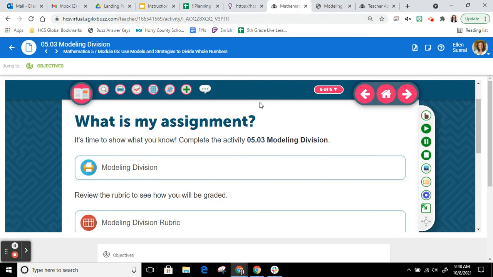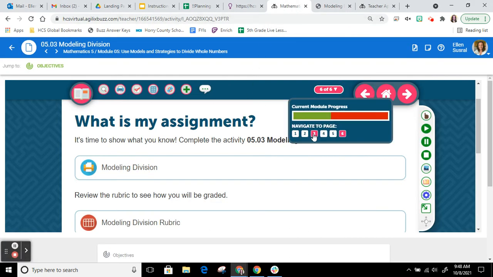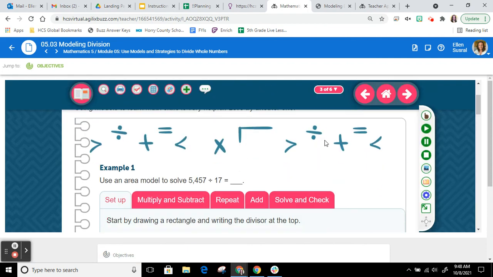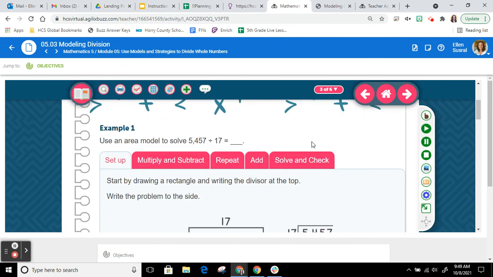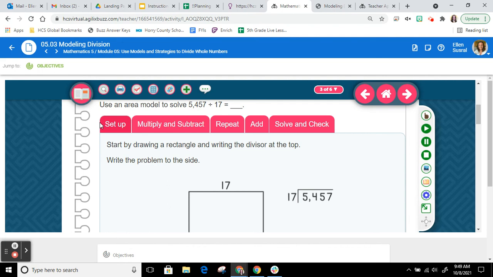I'm going to go back to Buzz, and I'm going to go to one of the examples. So on page 3, there is Example 1 here on page 3. Look at these pink boxes. Set up, multiply and subtract, repeat, add, solve, and check. There are your steps right there.